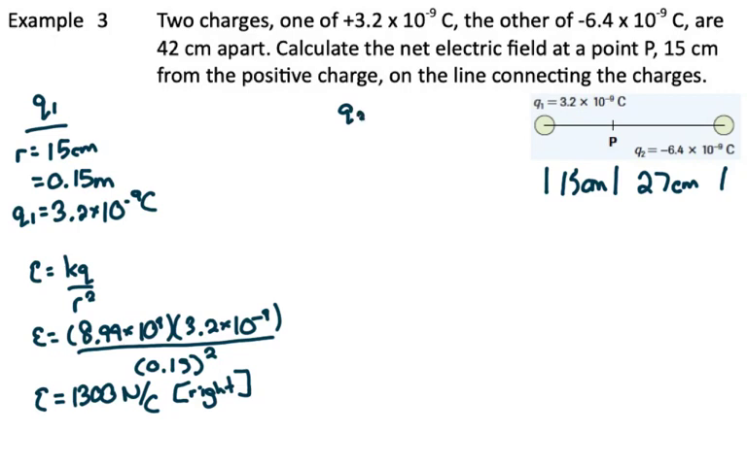Same process for the second charged object. This time the distance is 27 centimeters from point P, which is 0.27 meters. Charge Q2 is negative 6.4 times 10 to the negative 9 coulombs.